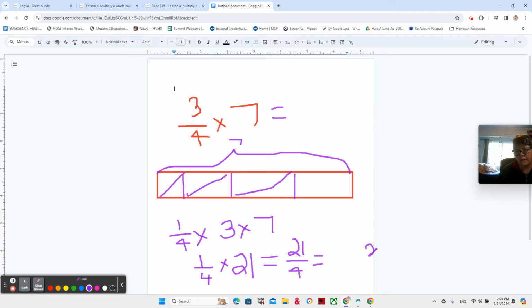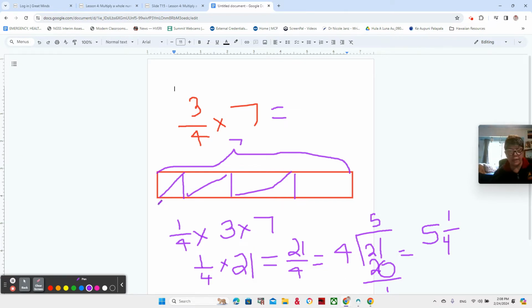And then I can divide 21 divided by 4. 4 times 5 is 20. And that leaves 1 left over. So that would be 5 and 1/4, right? And that makes sense because 3/4 of 7 is going to be less than 7. So 5 and 1/4 makes some sense there. We have a couple of different ways to look at this. So here's one way, right? Thinking about the unit fraction and the number.